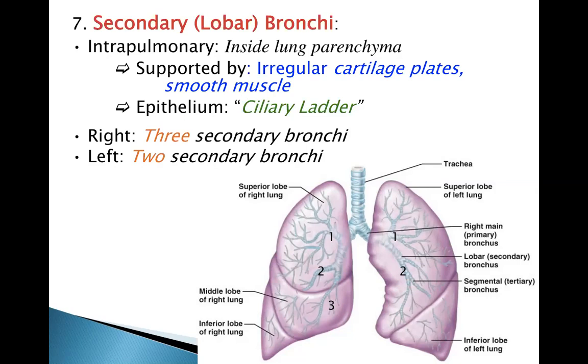We're still going to have a ciliary ladder, and we're going to see associated smooth muscle, so that in response to either an inhaled substance or an irritant, we can get bronchial constriction, which will narrow the pathways. When we want to breathe a larger volume of air, we're going to see bronchodilation. So we have larger volumes of air being moved during ventilation. So irregular plates of cartilage, smooth muscle, and a ciliary ladder continuing into the secondary bronchi.